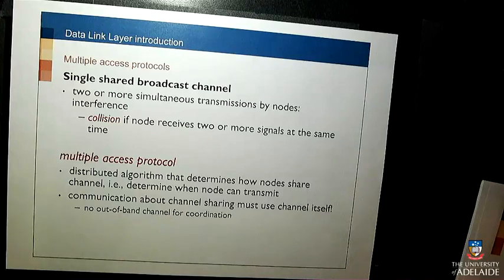They're just defining some rules about how you share a channel, how you do multiplexing. And these access protocols have to be implemented at the data link layer somewhere, maybe as software, maybe as hardware. So we're going to look at a whole bunch of access protocols that are out there for doing multiplexing over a shared medium.